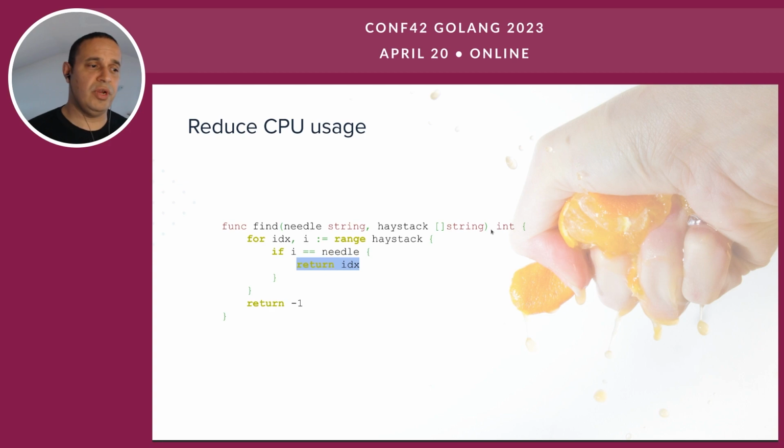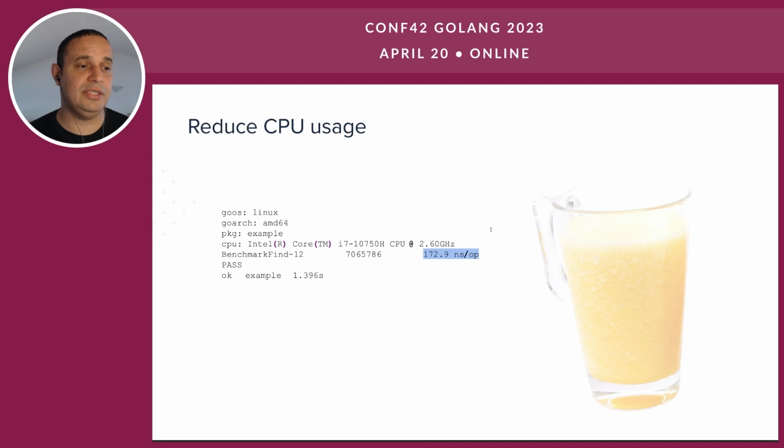If we just return the result early, because I don't need to keep searching if I already found something in the haystack, and I run again, it's going to be 172 nanoseconds per operation. That is a bit more than half, because we are looking a bit more than halfway into the haystack in the benchmark. So that makes sense. Basically, what we are doing here is just being a bit smarter and trying not to keep executing code if it's not needed.